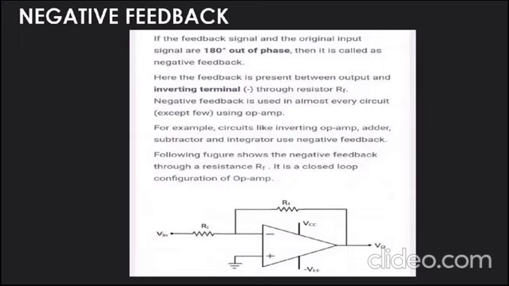Following figure shows the negative feedback through a resistance RF. It is a closed loop configuration of op-amp. This is a diagram of negative feedback.